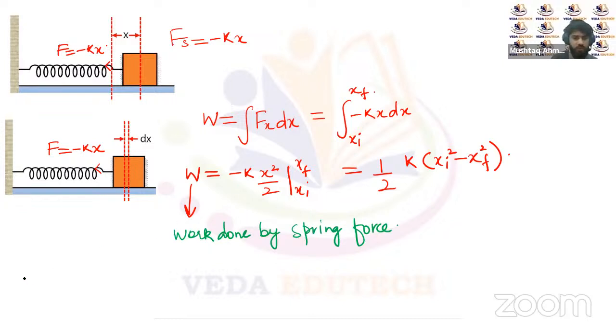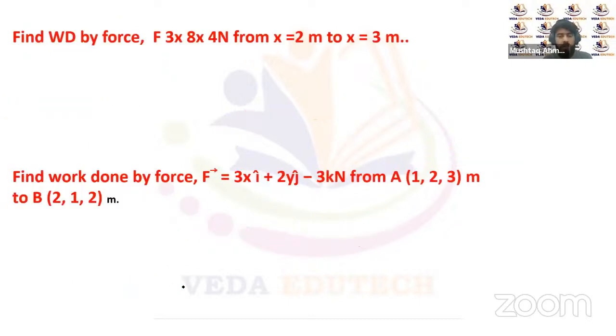Or let's suppose if the initial position is taken as the origin, then the work done will be minus half kx square. It means that the work done in that case will be negative for the spring, because the force is always opposite to the displacement vector for the spring. That's why the work done comes out to be negative.